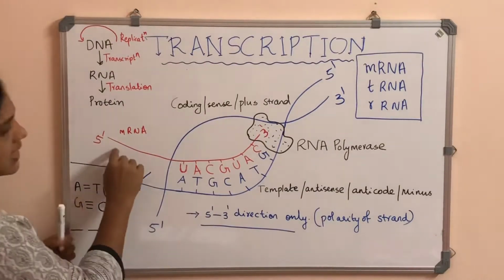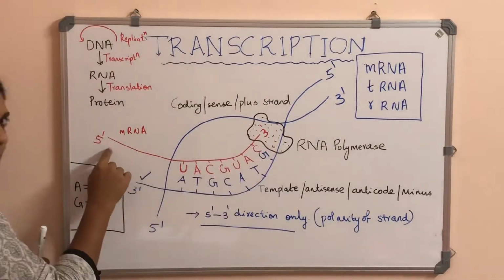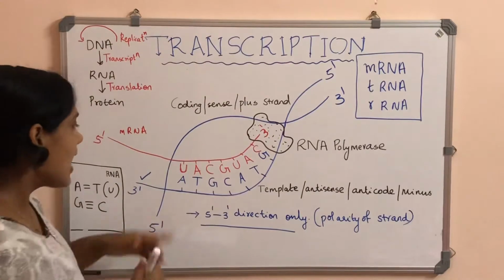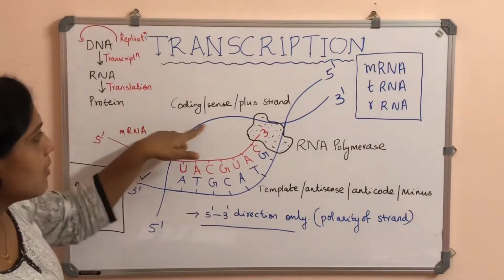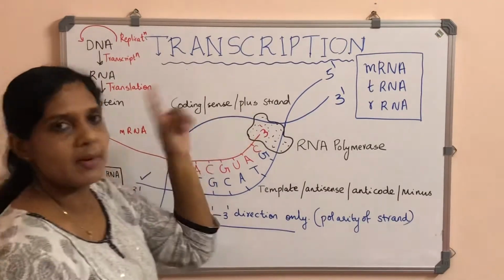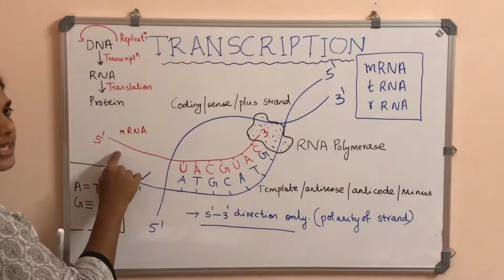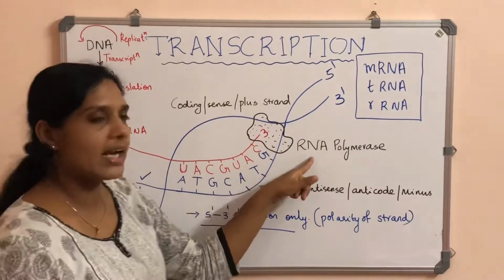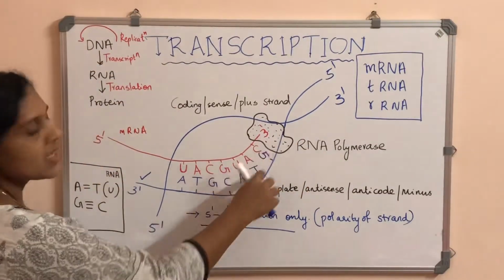We are going to synthesize the code, that means the mRNA, from the template strand, and the other strand, which is the 5' to 3' strand, is known as the coding, sense or plus strand. We are going to synthesize mRNA, and for that we need the RNA polymerase enzyme and the DNA strand.